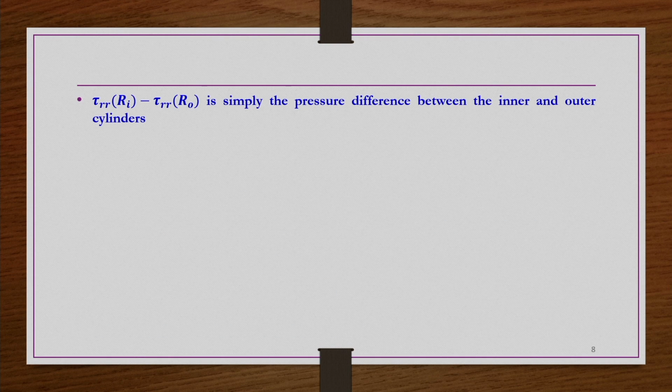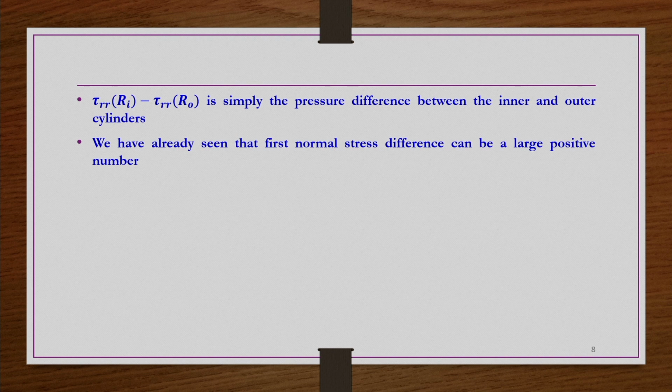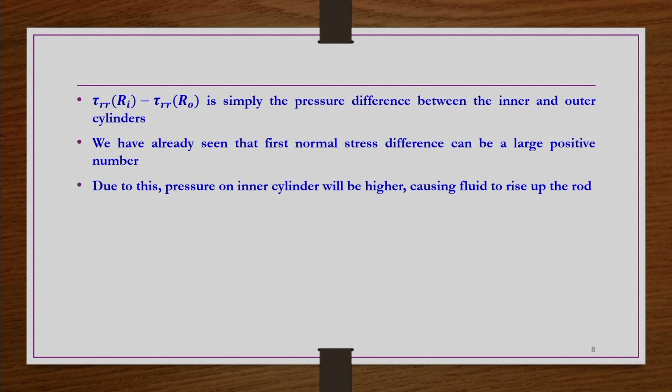Okay. τ_RR at Ri minus τ_RR at R naught is simply the pressure difference between the inner and outer cylinders, and we have already seen that the first normal stress difference can be a large positive number for viscoelastic fluids. Due to this, the pressure on the inner cylinder will be higher, causing the fluid to rise up the rod. That is the reason the rising of the viscoelastic fluid along the rotating rod, the rotating cylinder in this case, takes place because of these normal stress differences.